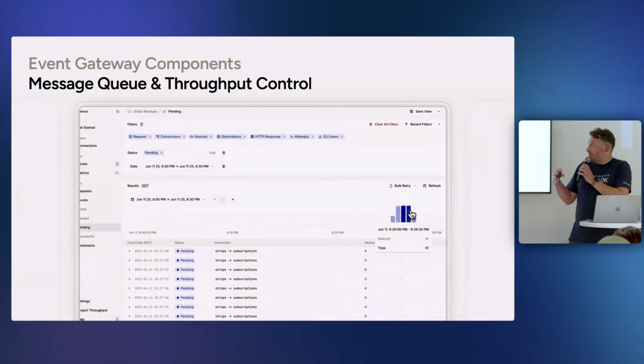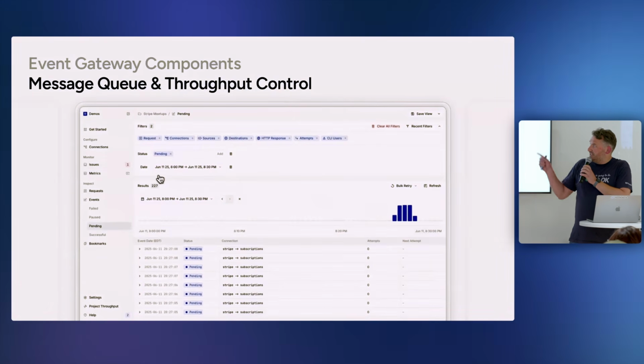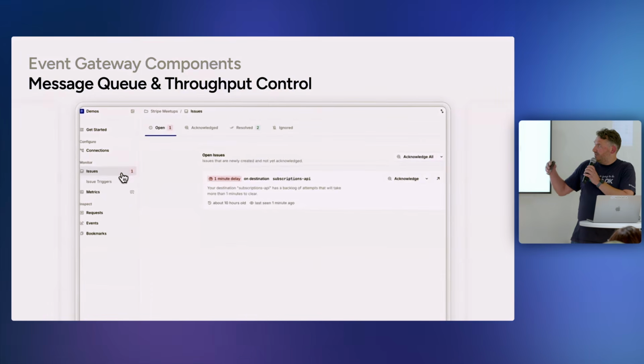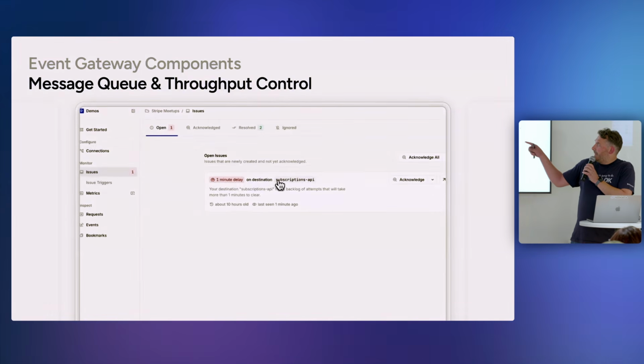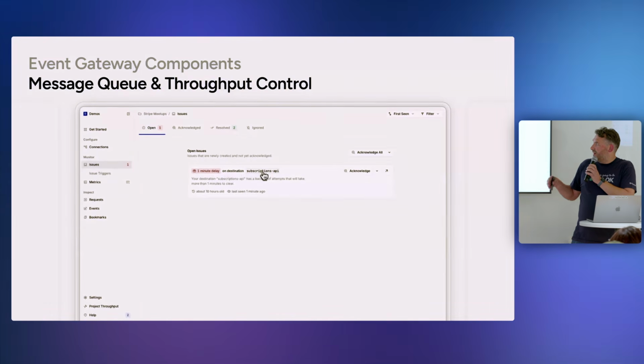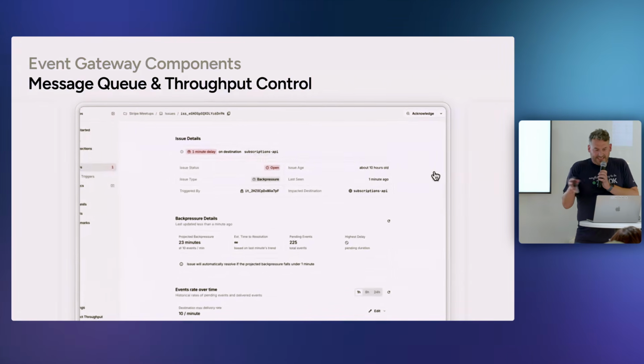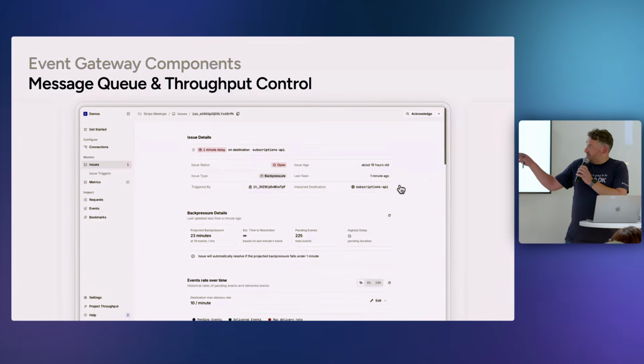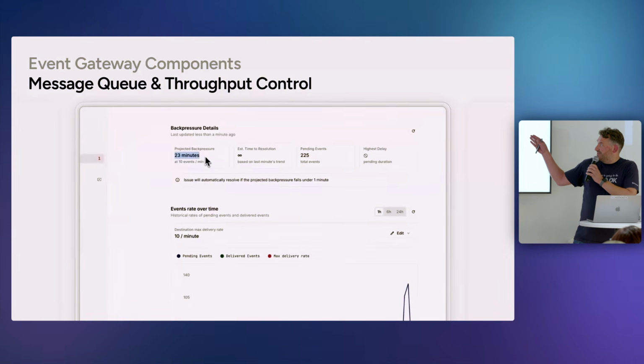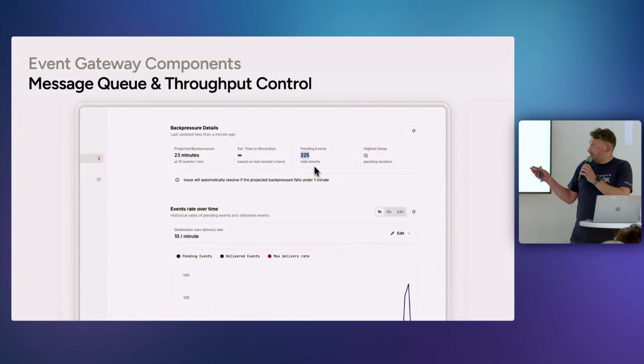So we can drill into that. Okay, we've got a problem with back pressure. Additionally, remember I mentioned alerting. We've got this idea of issues. Here we go, okay, it's on the subscription API. We can drill into that a little bit more. We can obviously see there's the problem there. We can see there's 23 minutes of back pressure and 225 events sat in the queue.